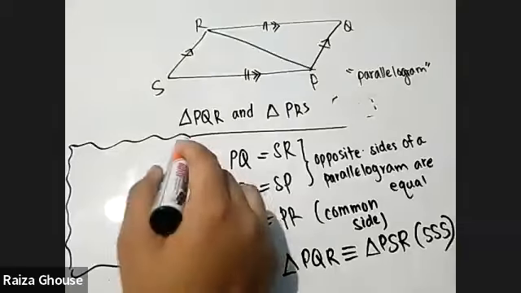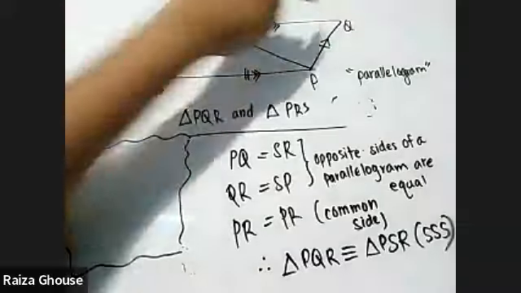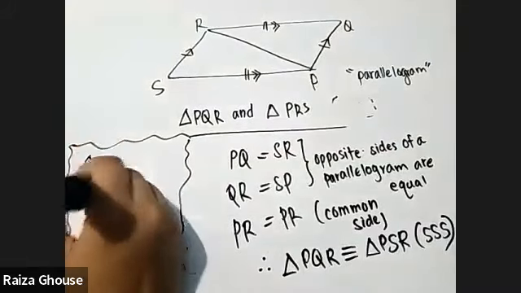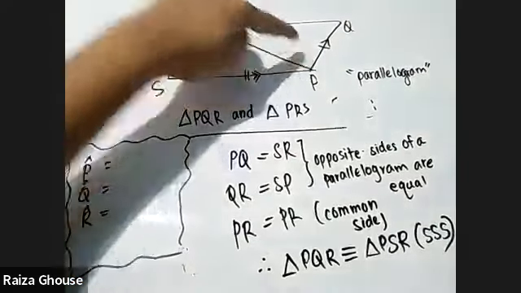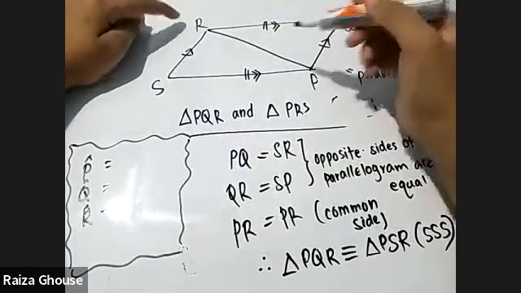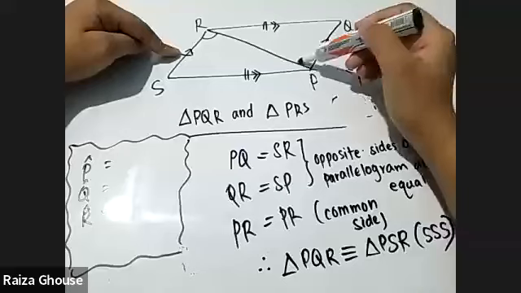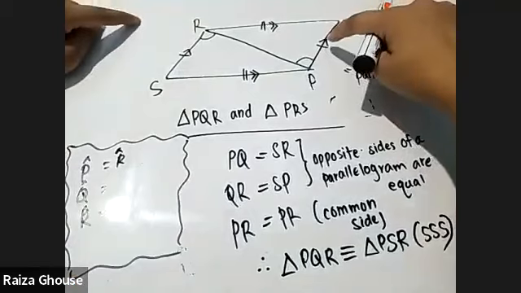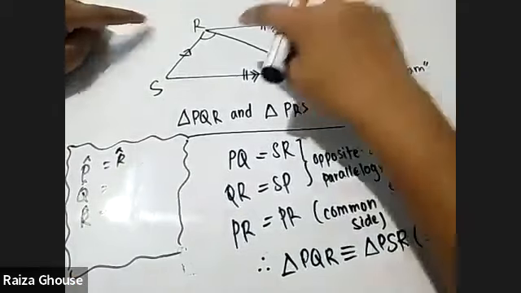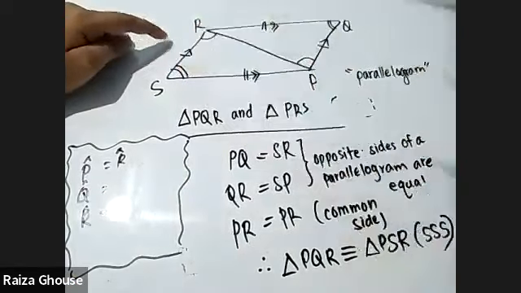Now the corresponding elements. Corresponding elements means the angles. So how many angles are there? If I take triangle PQR, P angle, Q angle, R angle are there. So P angle is there between the common side and the single line. Between the common side and the single line, the angle is R. This is equal to this. Then Q angle is there between the single line and the double line. So Q angle is equal to S angle.